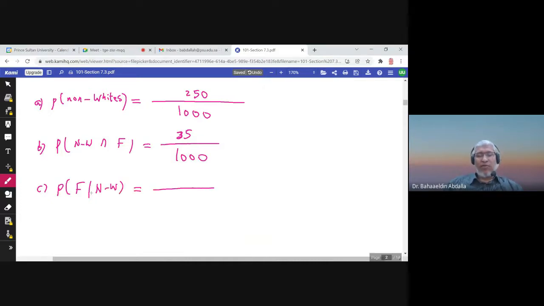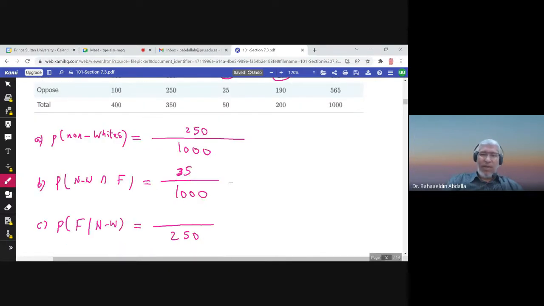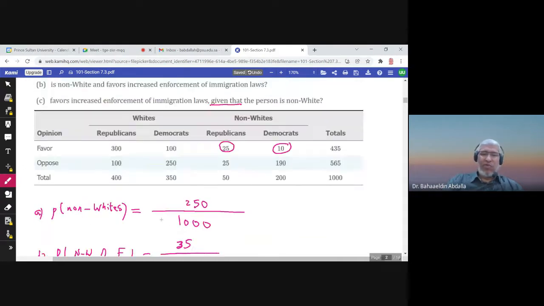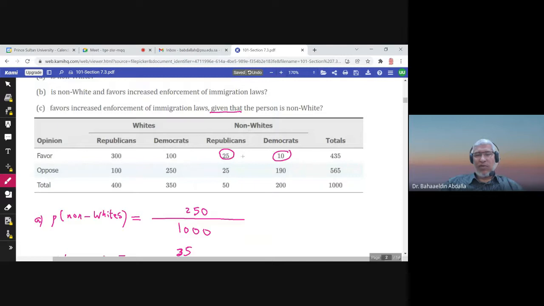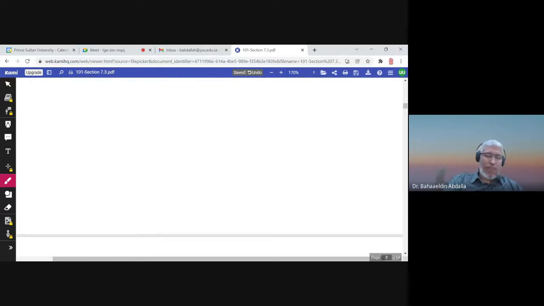So now how to define this probability? Now we do not divide by 1000. We divide by the number of non-whites. And the number of non-whites is 250, as you have seen, 50 plus 200. And now we need how many are in favor among these, and they are 25 plus 10, so we have 35. Okay, so that's the difference between the usual probability and the conditional probability. So this is the answer.